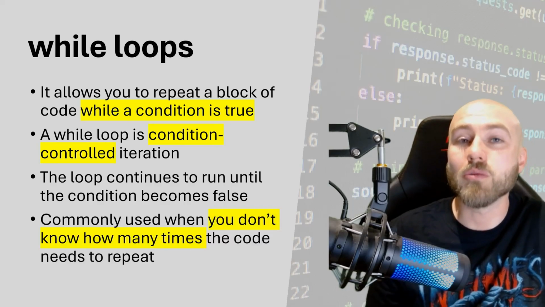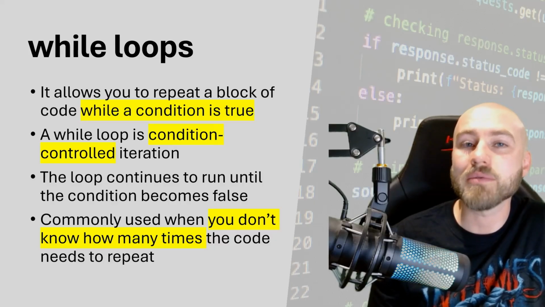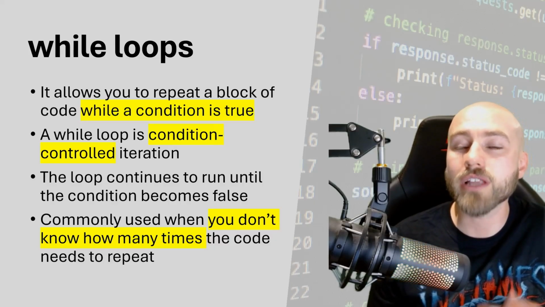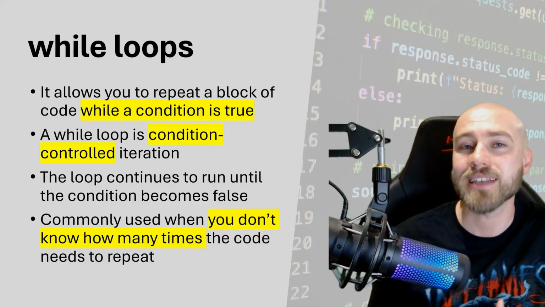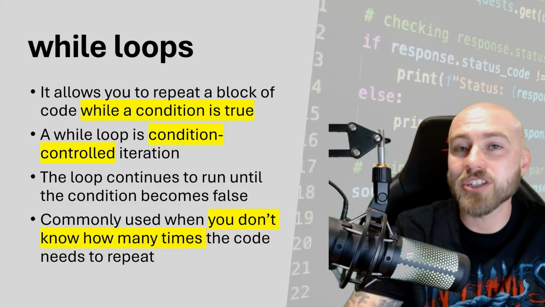Most of the time we will use a while loop when we don't know how many times we want the code to be repeating. So unlike the for loop, which is the count controlled one where we can say we want it to repeat this many times, it can repeat as many times as you need it to.